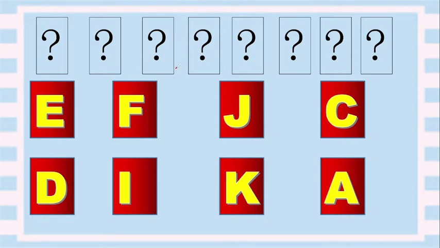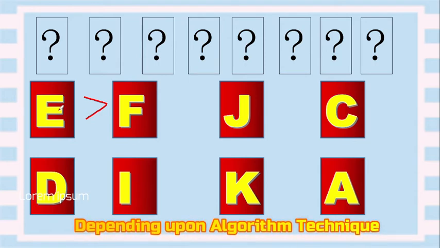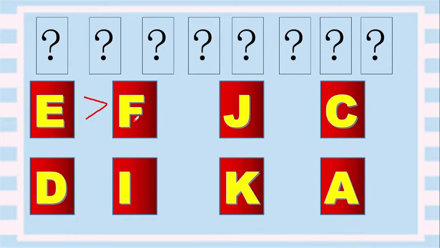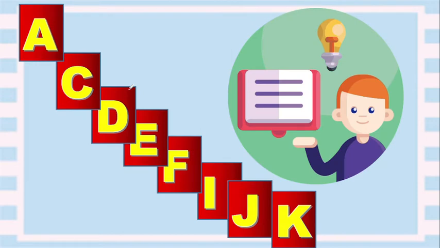So how will I sort these? I will use some operations. For example, I can compare them, like the alphabet E has a lower ASCII code or Unicode as compared to F. Whatever operation or process I use, I will compare them, or use some technique or methods, and after sorting I will put these cards in some order, and that will be the sorted order. This order will be like A, C, D, E, F, I, J, K. So this is ascending order, and you can also sort in descending order.